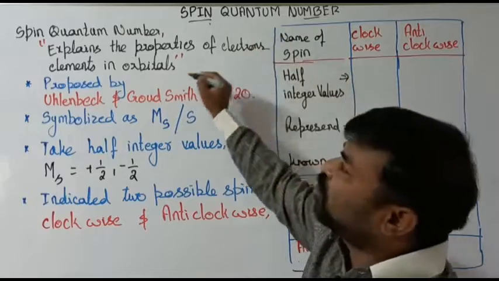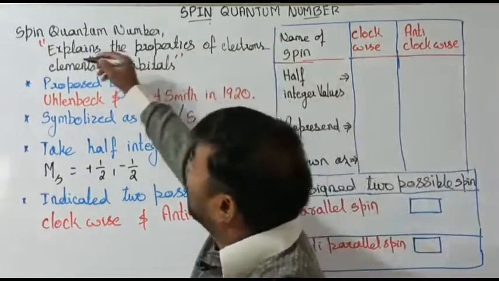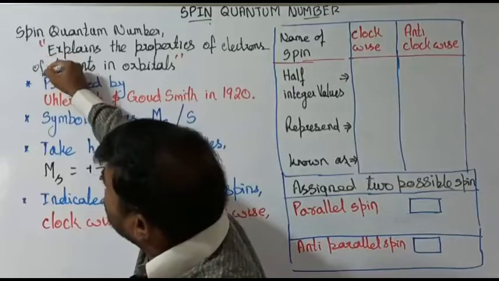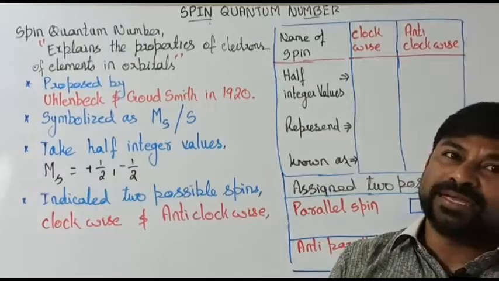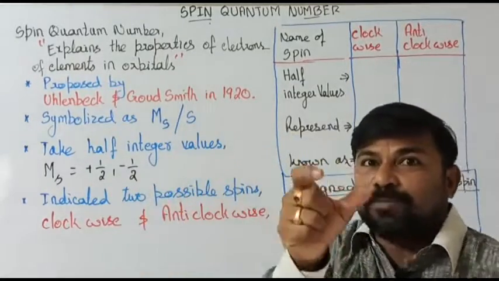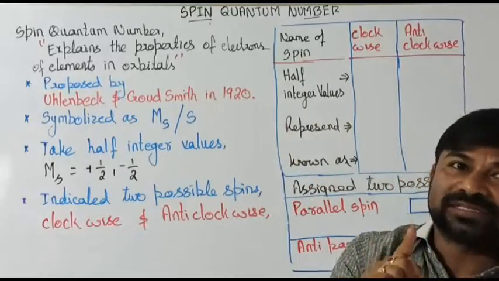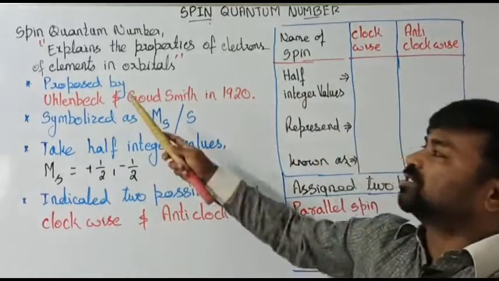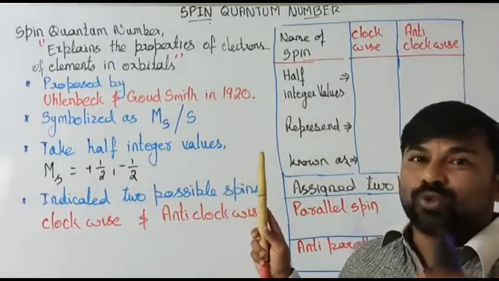Explain the properties of electrons in the orbital of elements. This is the main thing. Whereas principal, they were talking about the orbits, subshells and orbitals, but they didn't talk about the electrons in the orbital. That's very important. So who introduced this? Uhlenbeck and Goudsmit. They introduced it in the year 1920.